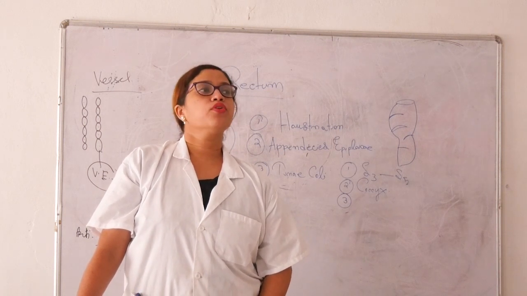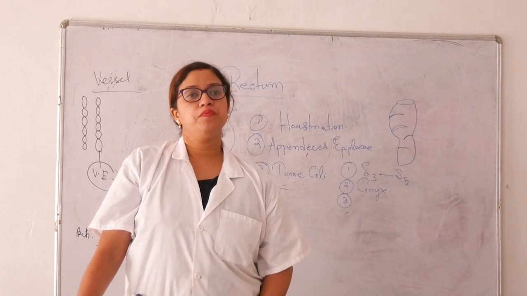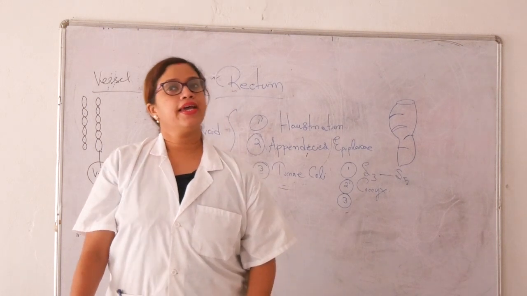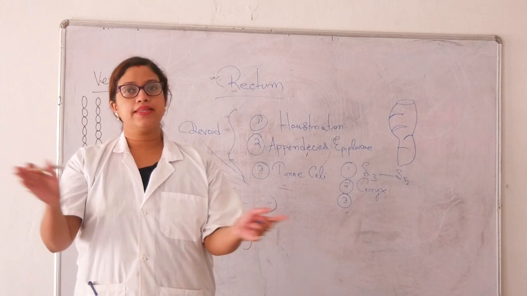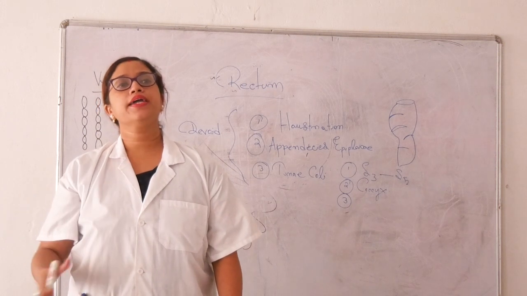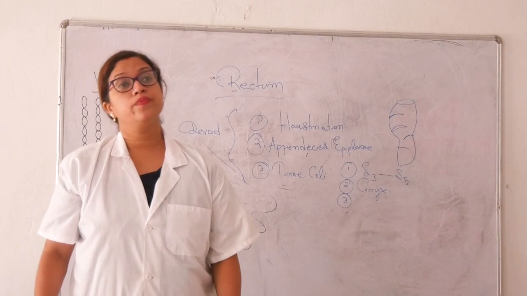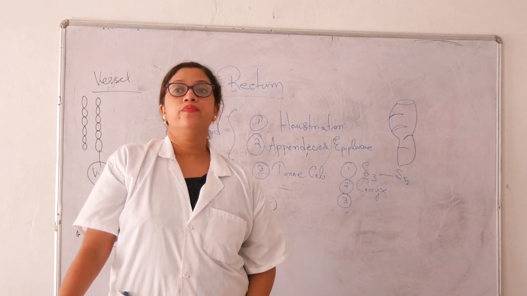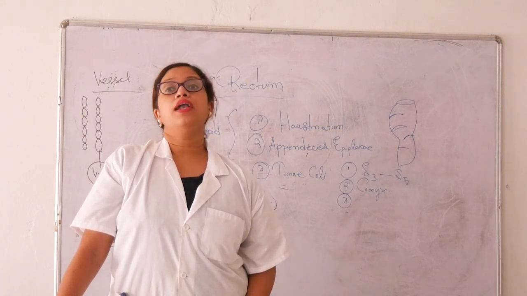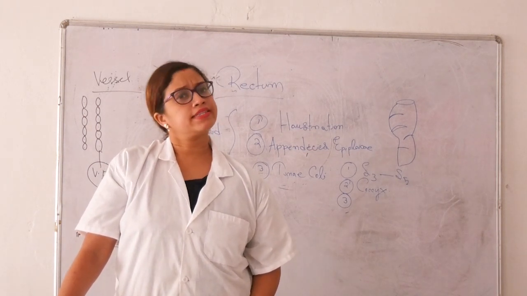Then again, what about the terminal branch? Terminal means the last branch. What are the terminal branches? The common iliac divides, then again into internal iliac and external iliac. What does the internal iliac supply? All the intra-abdominal viscera, along with the pelvis. What does the external iliac supply? Already you studied. The lower limb. Femoral artery is a branch of external iliac artery.